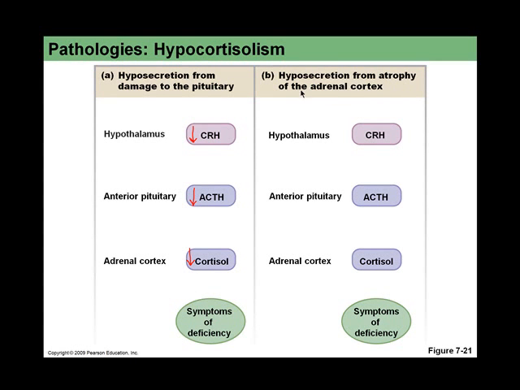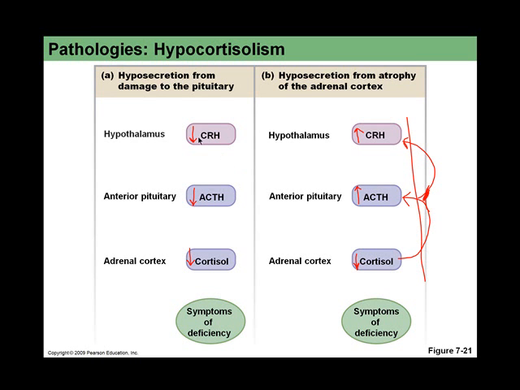A hyposecretion from atrophy of the adrenal cortex, so cortisol would be down, and if this level is low, then ACTH and CRH are going to be increased. Right? So always remember the negative feedback at the two levels. That one continues up there, right? So if you lose the adrenal cortex, you don't have any negative feedback, so these are going to go up.